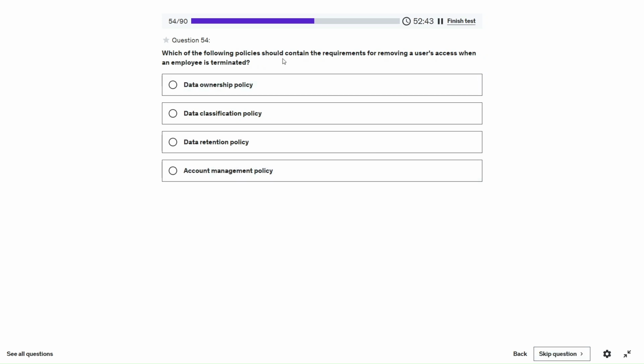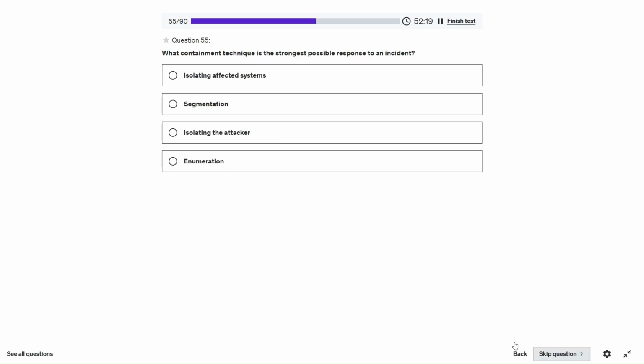Which of the following policies should contain the requirement for removing a user's access when an employee is terminated? Whenever you need to eliminate or terminate an employee, you need to go into your account management policy and remove him or her from there.